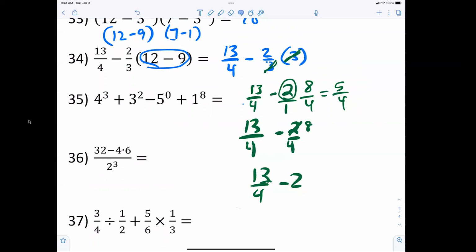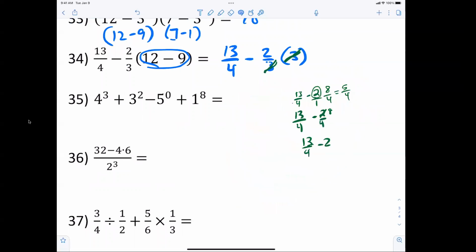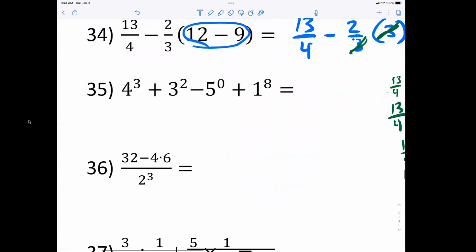Here we go. Miss Elliott, you're up. What's 4 cubed? 64. What's 3 squared? 5 to the 0? 1 to the 8th. Uh-oh. 1 to the 8th is what? 1 times 1 times 1 times 1.